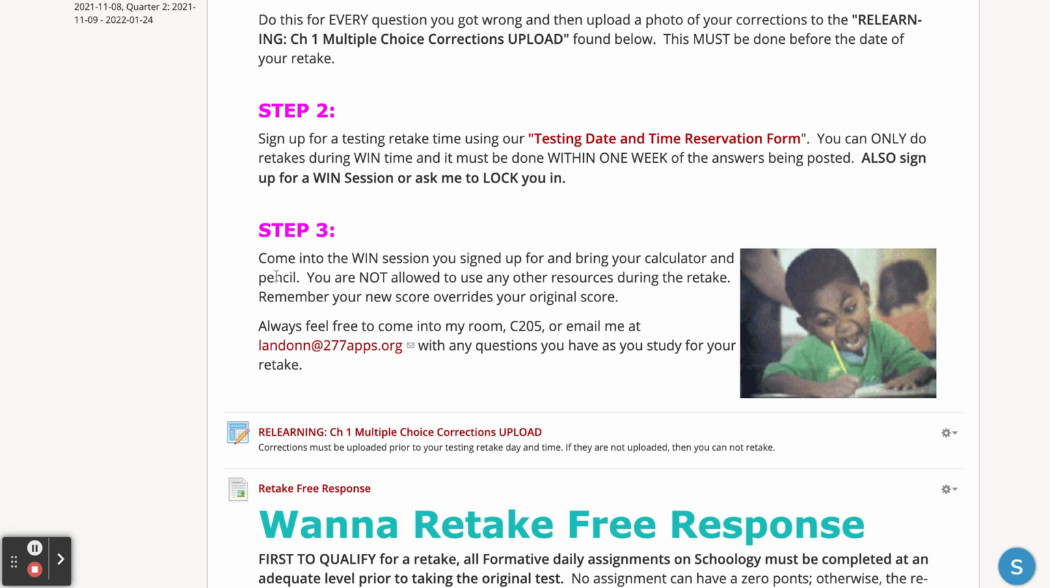Then come on in for step 3 to the session you signed up for. Bring your calculator and a pencil. I will give you the formula sheet. You are not allowed to use any materials on this retake for the multiple choice, and it is paper-based. They are completely different questions, so please study for this one. They're not even necessarily similar types of questions, but they are similar from the category of being from Chapter 1. But they are doable if you study.